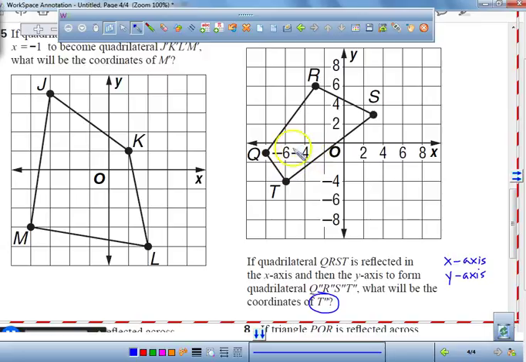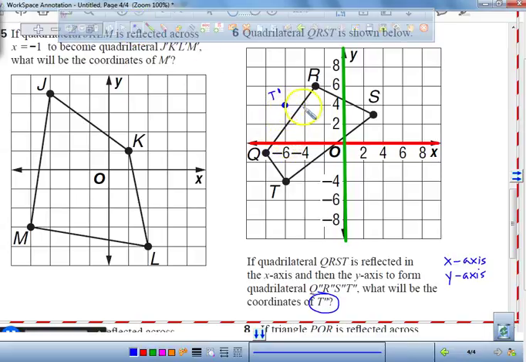Put the point right there and call that point T prime. Got it? Because what did we go across first, everybody? We went across the x-axis. Now, what are we going to travel across? We're going to travel across the y-axis. So now we go 1, 2, 3. Put a point right there, and I'm going to call that T double prime. That is your ordered pair. So what does T double prime become? (6, 4), and that's your answer.